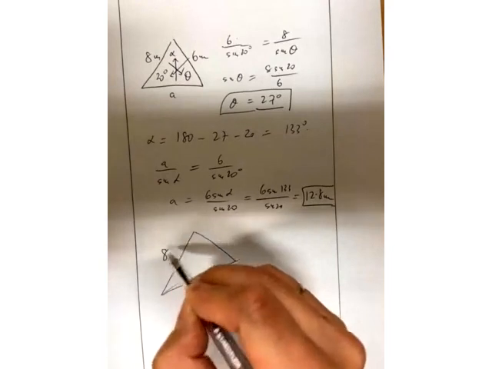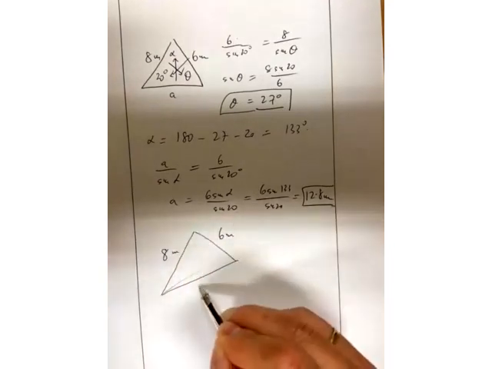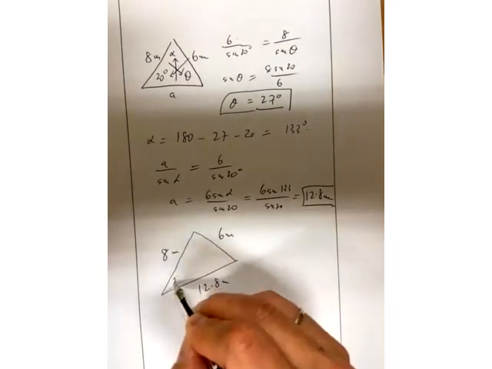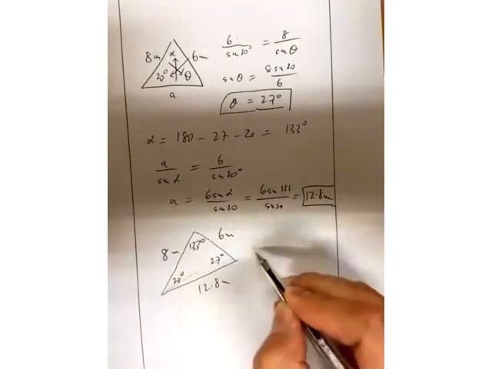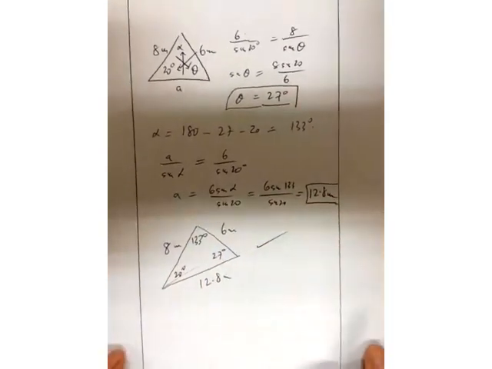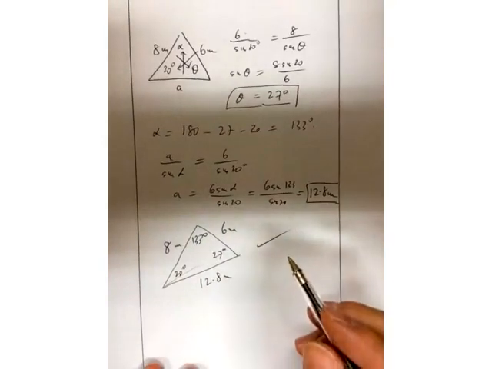So that's 8 meters. That's 6 meters. And that's 12.8 meters. That's 20 degrees. That's 133 degrees. And that's 27 degrees. So that's all right. That's one tick. But that's only case 1.